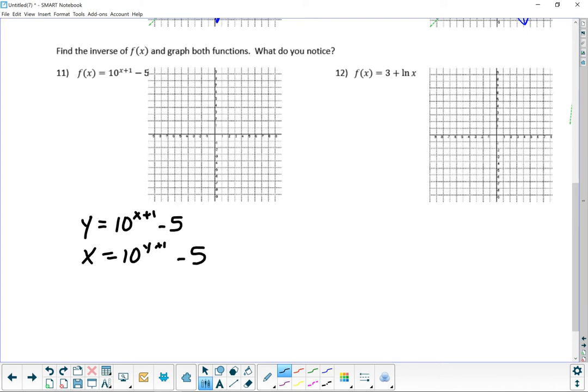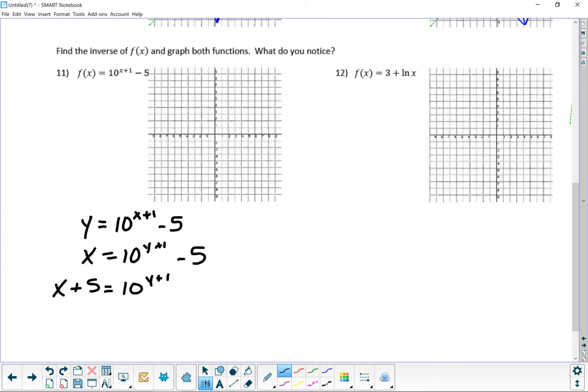So this may take a little bit of work, but I'm not going to write all the steps down because you guys are big boys and girls now. So I'm going to go ahead and just add 5 to both sides. Add 5 to both sides gets rid of that minus 5. So on the left-hand side, I'll get x plus 5 equals 10 to the y plus 1 power.